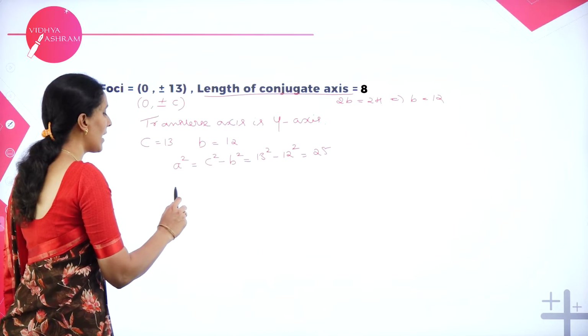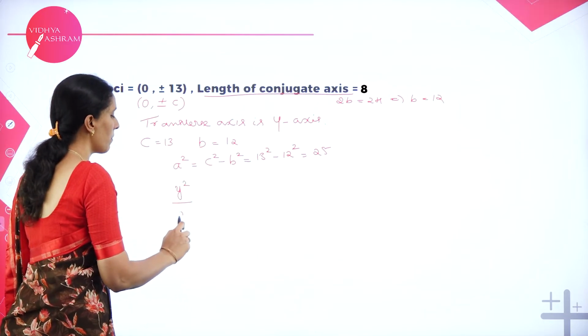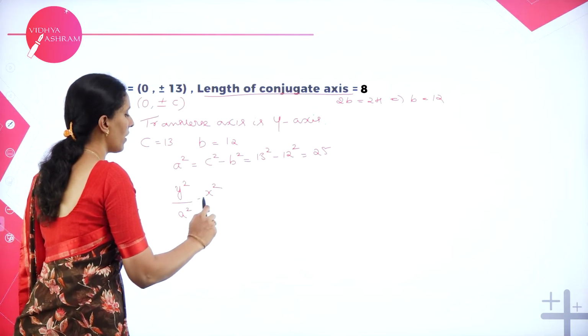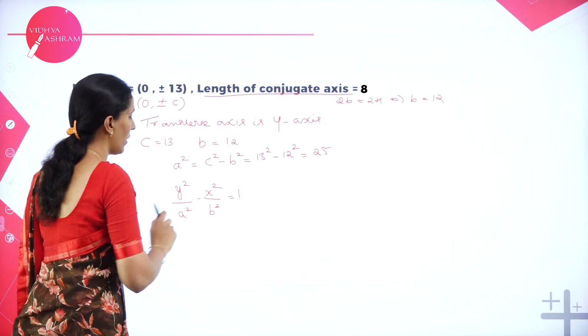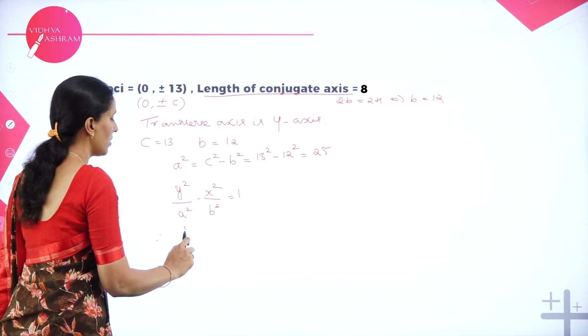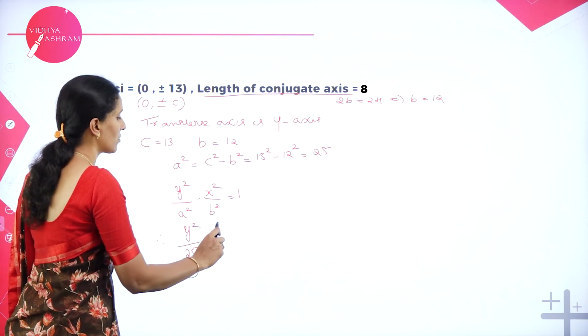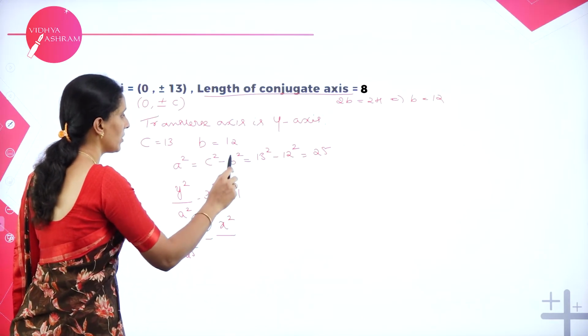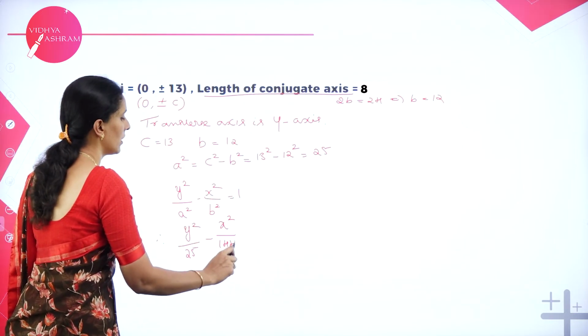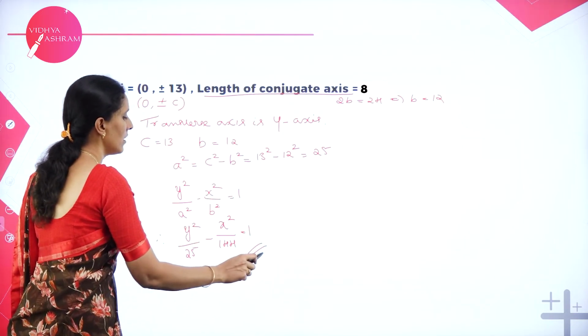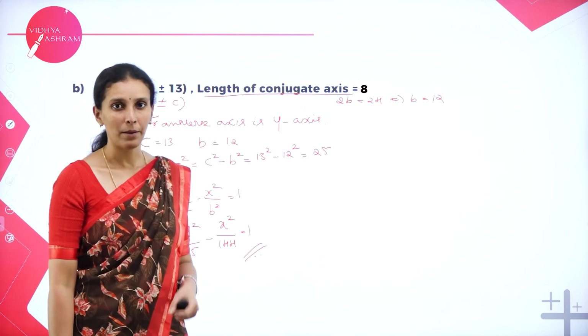So now what is the standard equation I get? y square by a square minus x square by b square is equal to 1. So therefore, I can write y square by 25 minus x square by 12 square, which is 144, is equal to 1. So this is the required equation of the hyperbola.